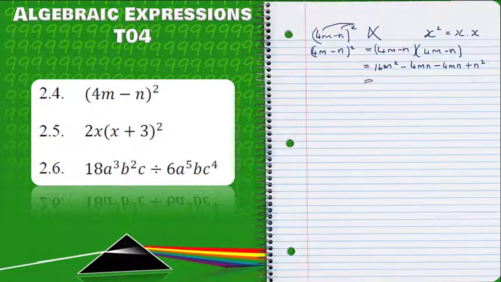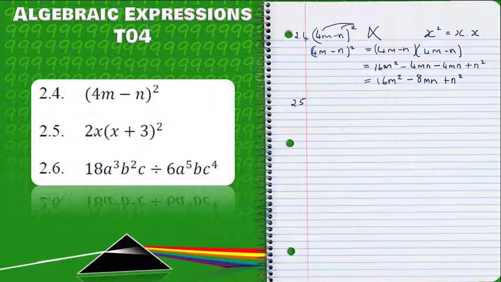And do I have any like terms? I've got these middle two. Now this 16m squared just remains. Minus 4 minus another 4 gives me minus 8mn plus n squared. This was 2.4. So now we move over to 2.5.